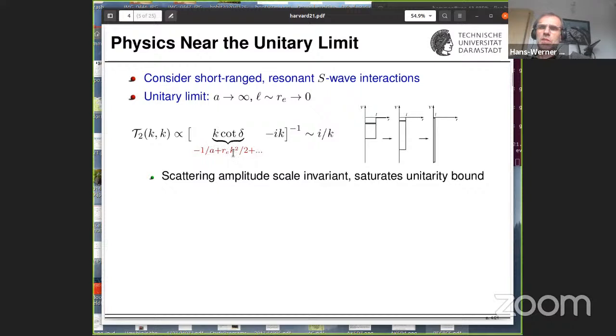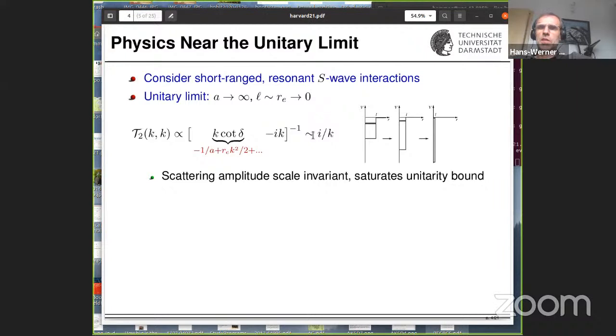And in the unitary limit, the scattering length is driven towards infinity. All the other terms here are zero. So as a consequence, the scattering amplitude is just i over k, and it is scale invariant. There is no dimensionful parameter in there anymore. And in fact, this is the maximum scattering that is allowed by unitarity. So this is where this limit comes from.